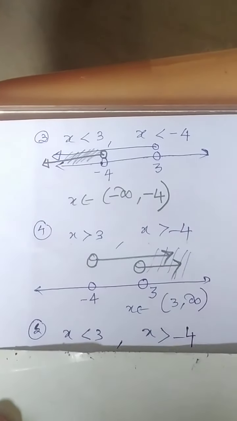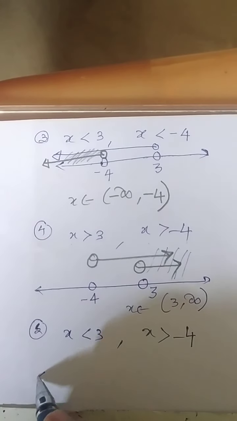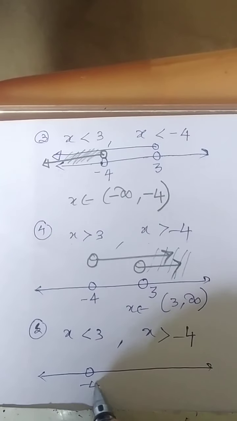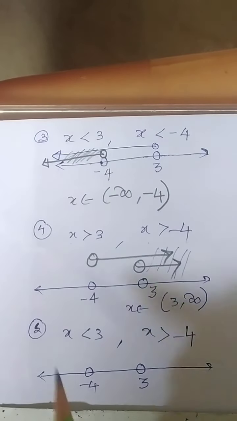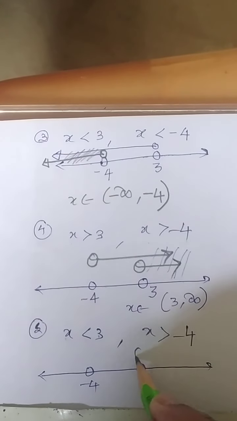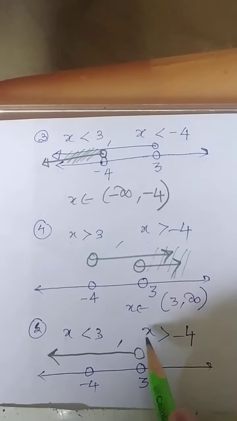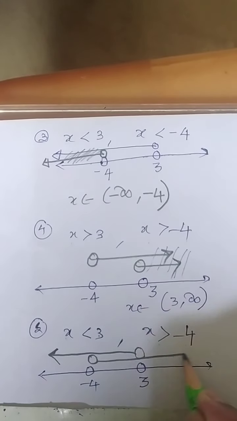Let us consider one more situation. Let me explain this also. I am just keeping the numbers the same and only the signs are changing, the inequalities are changing. Now let us consider x is less than 3. So I should start from here and go on the left hand side. X is greater than minus 4. I should start from here and move on the right side.